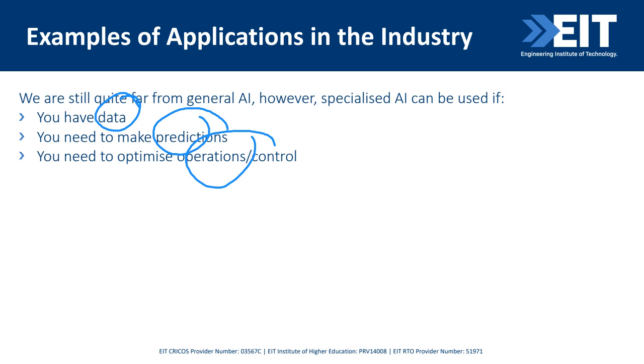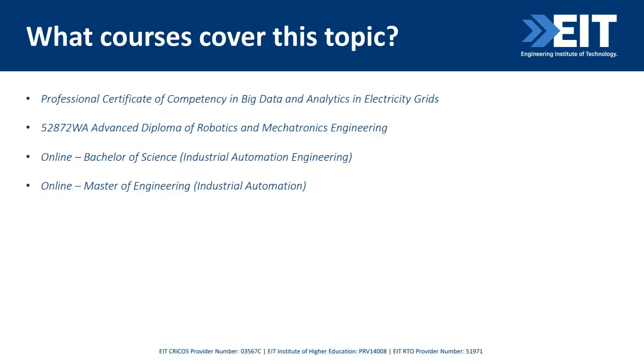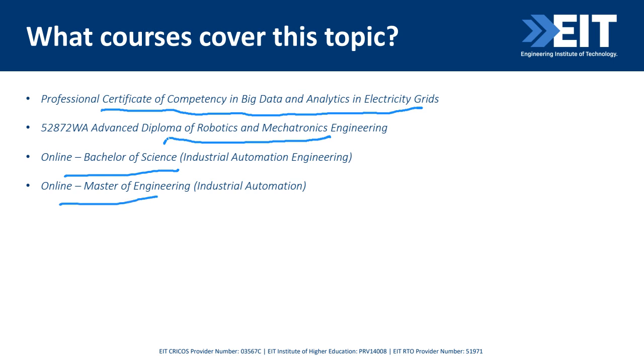Okay, just a few words here about what courses at EIT cover this topic, because clearly in 1 hour, we cannot cover everything about AI and machine learning. Okay, it was a high-level introduction. Now, courses here, we have this professional certificate of competency, advanced diploma of robotics and mechatronics, bachelor of science, and master of engineering. All of these cover units in AI.